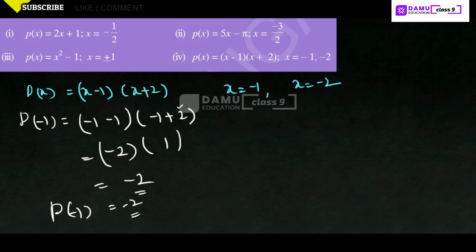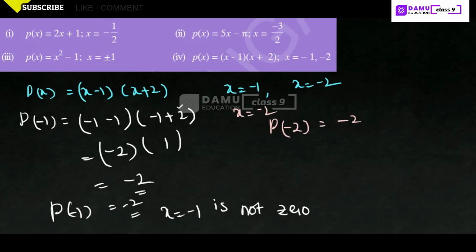Then we can say x equals minus 1 is not a zero of the polynomial. Let's take our next one, x equals minus 2. That means p of minus 2 will be equal to minus 2 minus 1 into minus 2 plus 2. So minus 2 minus 1: same symbols came for that addition, so the same symbol we have to write.